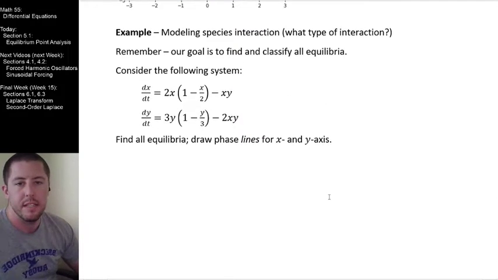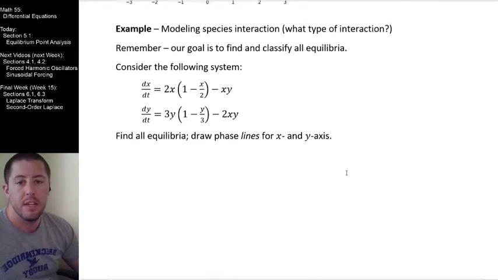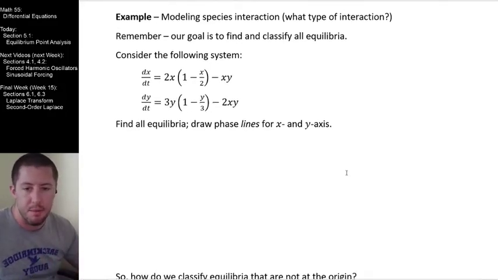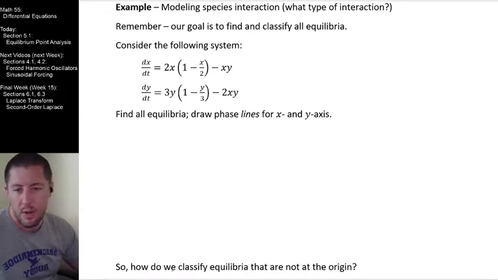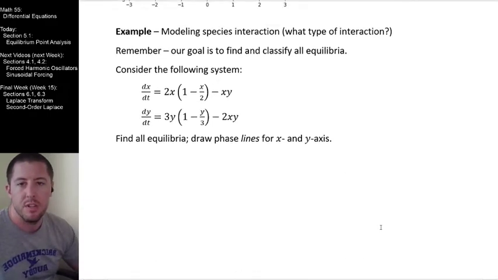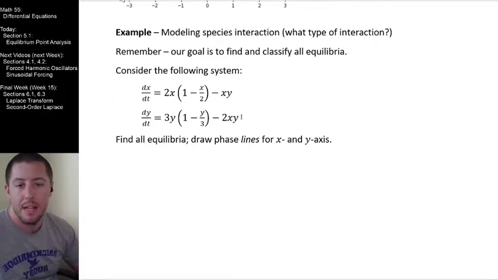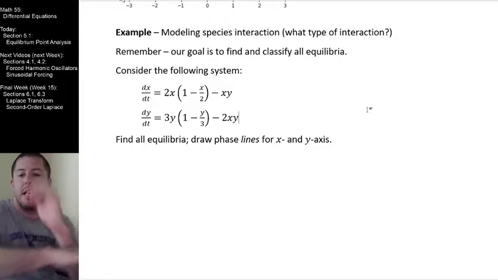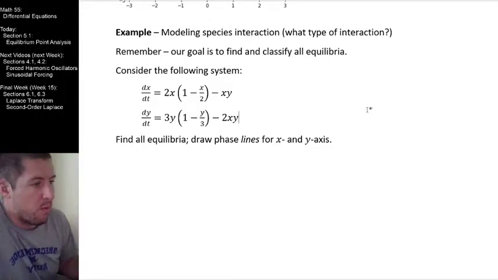So let's step up our example now and look at a new setup where we're going to get some other equilibria. You can see the question at the bottom: how do we classify equilibria that are not at the origin? So let's look at this nonlinear system right here and find all the equilibria. With the equilibria, let's at least start drawing our overall phase diagram by drawing the phase lines associated with the x and the y axis.